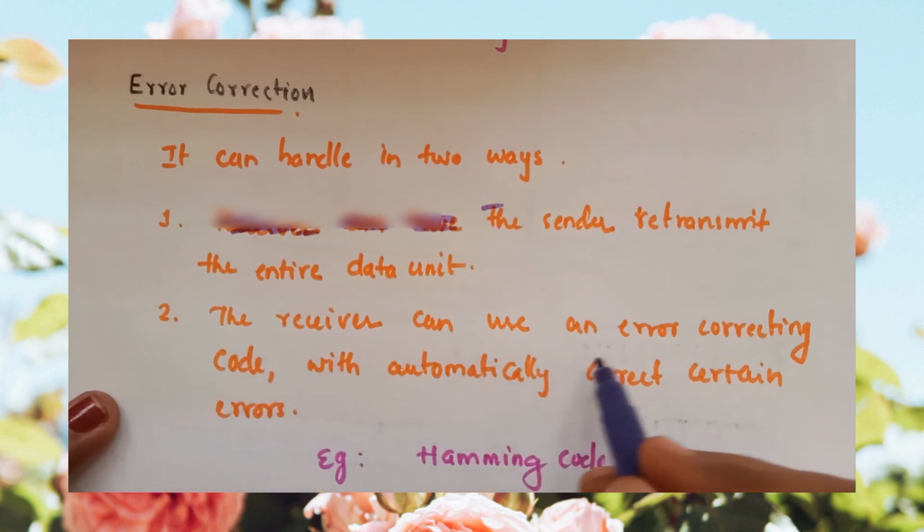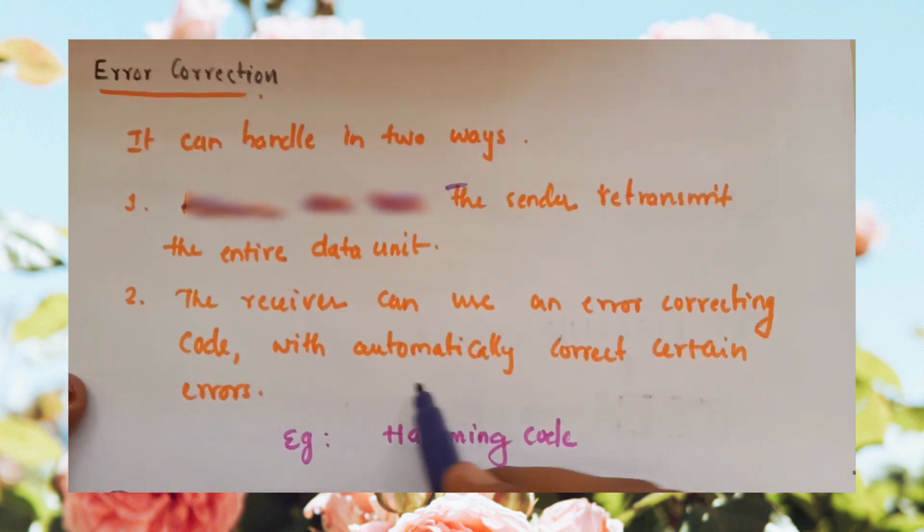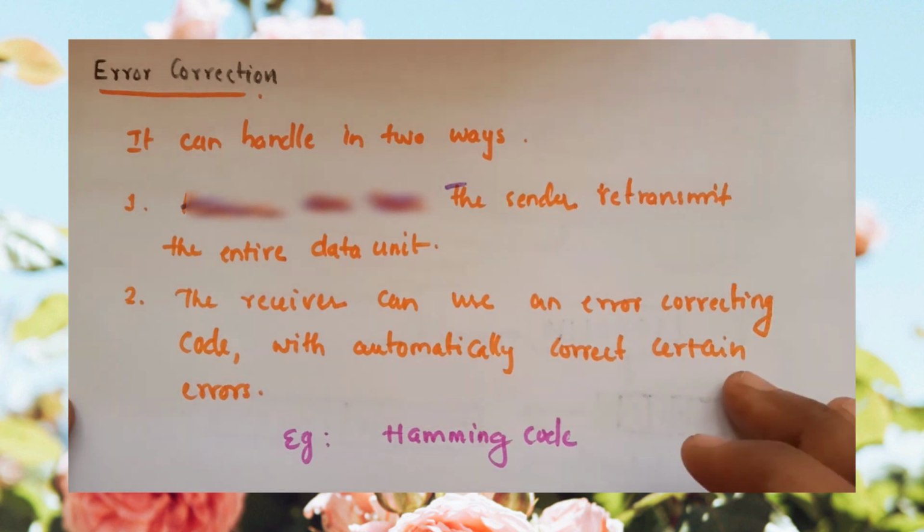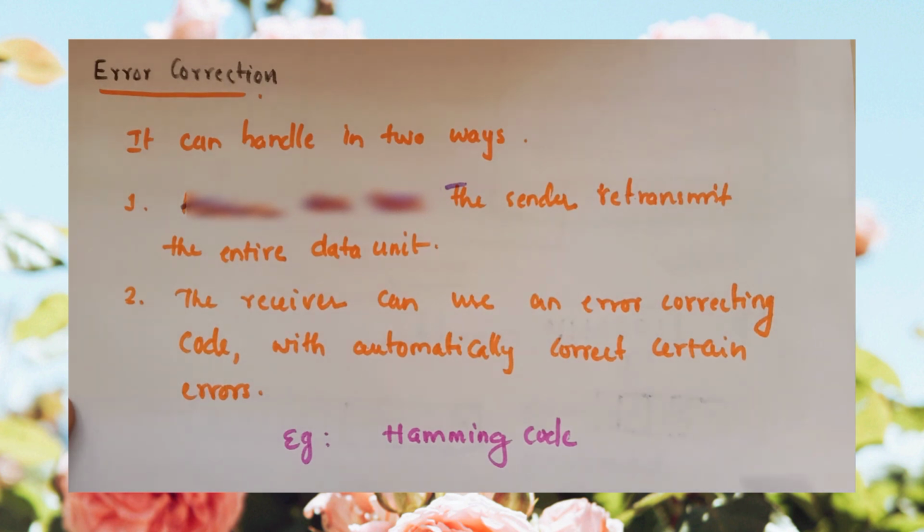In the other method, the receiver can use an error correcting code to automatically correct certain errors. That means if the receiver receives a message and finds some errors in it, then to read the original message he uses some error correcting code, and the error correcting code automatically corrects certain errors, and he gets the original message. One of the important error correcting methods is Hamming code. I will discuss the Hamming code later.